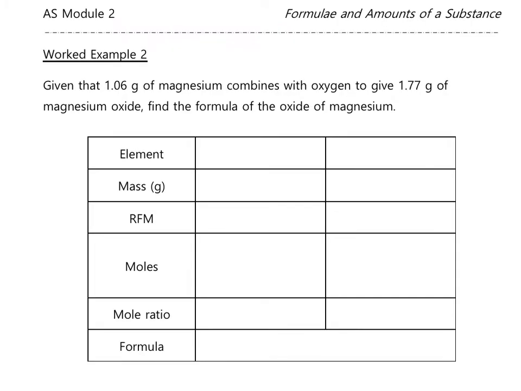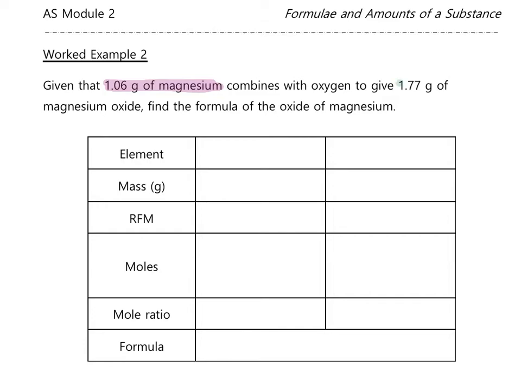So look over to page 4 and work example 2, and there's something you need to be careful about with this calculation, and it just is to really show you that you need to be careful when reading the questions to make sure that you understand what they're asking and what your compound is made up of. So it says given that 1.06 grams of magnesium, so you can highlight that as your first element, combines with oxygen to give 1.77 grams of magnesium oxide. Find the formula of the oxide of magnesium.